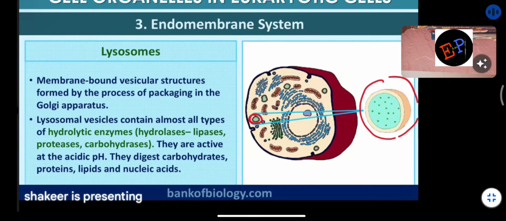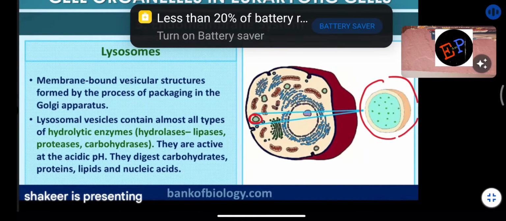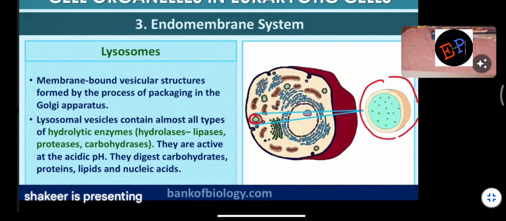So already I said these lysosomes are responsible for digestion. Are you able to understand what they digest? They digest carbohydrates, proteins, lipids, and nucleic acids. They are also a type of vesicles only. So they will be moving continuously inside the cell, and they will be responsible for digestion of these proteins, carbohydrates, lipids, and nucleic acids.